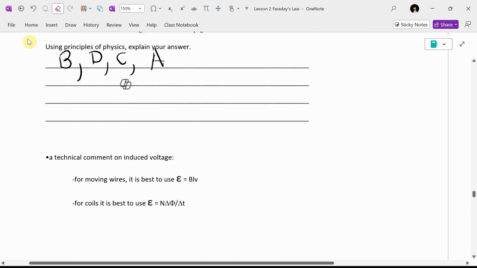So if you want me to be technical, if it's a moving wire, use BLV from yesterday. If it's a spinning coil, I would use, except the only problem is I forgot to put in the negative. I'm going to have to fix that. I would use EMF equals negative N, change in flux over change in time.